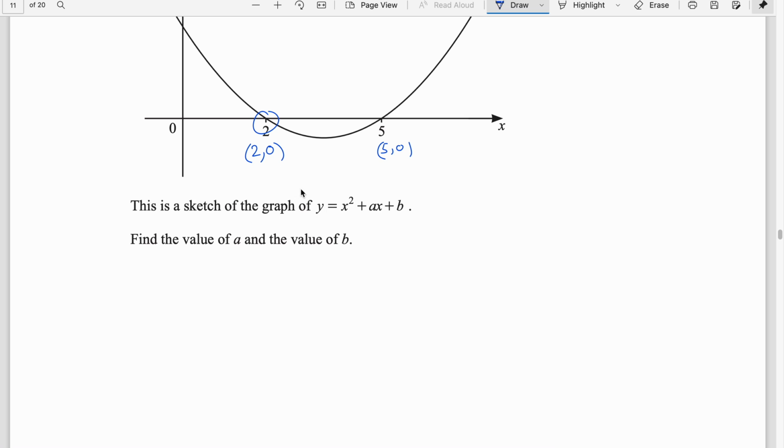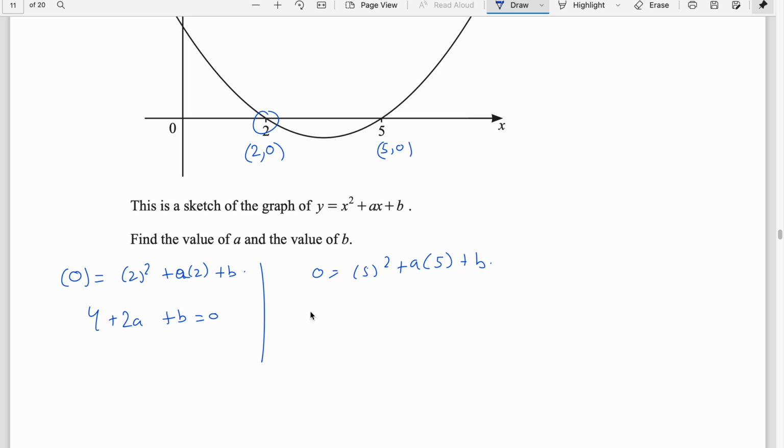Using the first one, y is 0, just plug in the values. This is 2 squared plus a into 2 plus b. So 2 squared is 4, plus 2a plus b is equal to 0. For the second part, y is again 0 and x is 5. So 5 squared plus a into 5 plus b, 0 equals 25 plus 5a plus b.